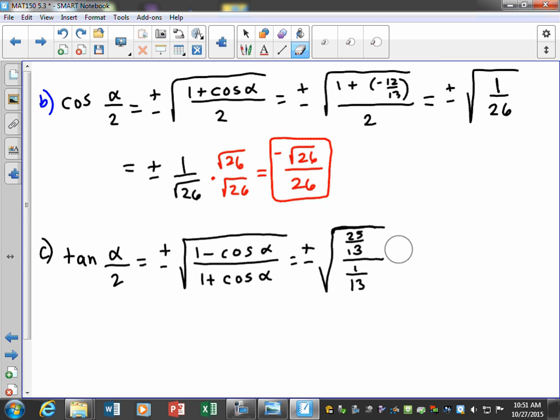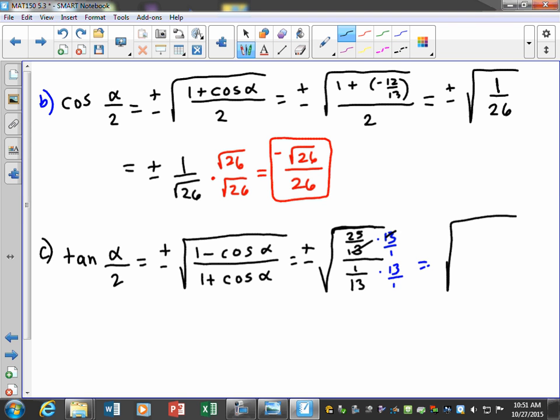So we have those values right there, and now we want to simplify this a little further, so multiply by the reciprocal. These 13s will cancel, and we're going to be left with the square root of 25 over 1, which is just the square root of 25. And don't let me forget that plus or minus. What is the square root of 25? It's 5, but now let's determine if it's going to be positive or negative.